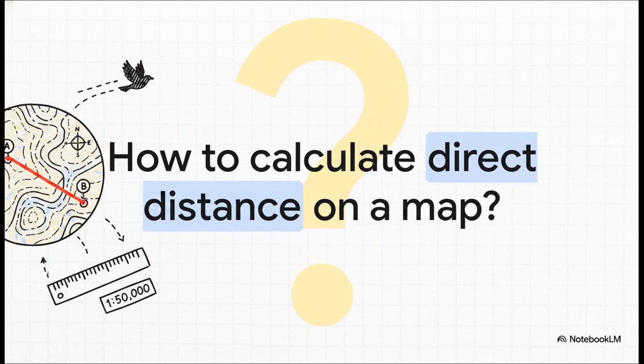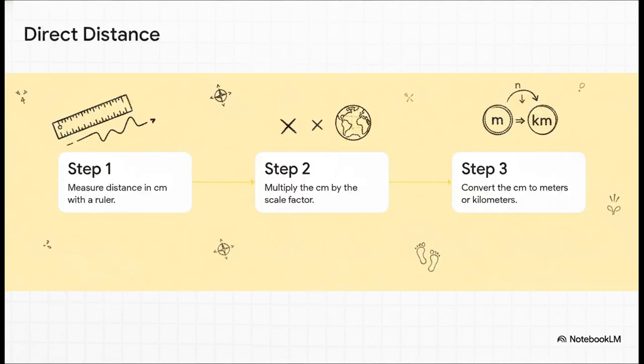Now, prepare for the ultimate mathematical survival test with question 27. How do we calculate a perfectly straight, direct path on a map if the scale is 1 to 50,000? Imagine a bird flying in a perfectly straight line from point A to point B. How do we actually measure that? Here is your survival checklist for direct distance. Step 1. Measure the path between your 2 points with your ruler in centimeters. Let's say it's 4 centimeters.